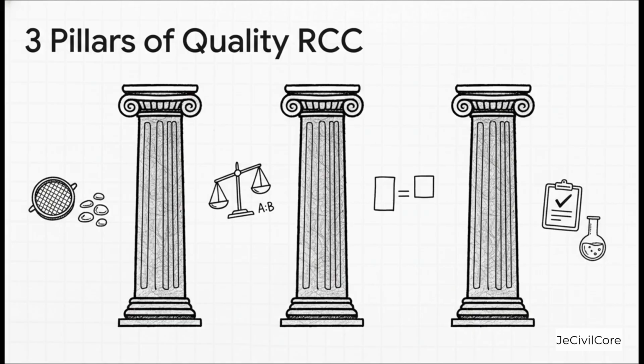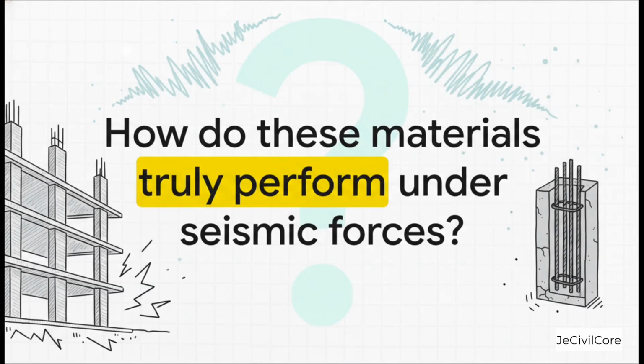And number 3, quality control. Be obsessed with getting the water-cement ratio correct and ensuring your water is clean. If you nailed these 3 things, you're building something that will last. So there you have it, the fundamental blueprint for making good, strong concrete, according to the rulebook.